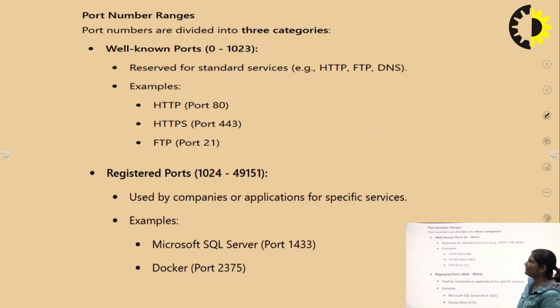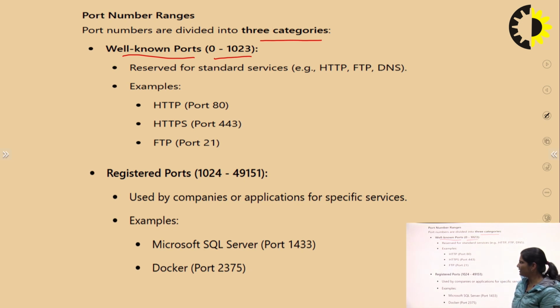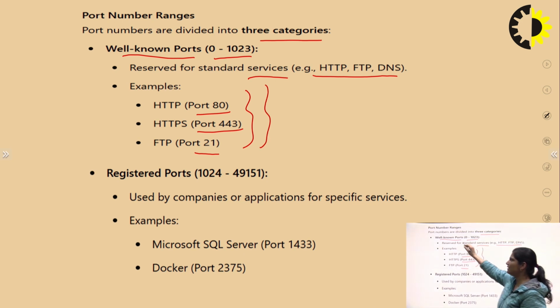Now port number ranges are also divided into different categories. Port numbers are divided into 3 categories. First is the well-known port, and its range is 0 to 1023. It is reserved for standard services like HTTP, FTP, DNS. For example, the HTTP port number is 80, the HTTPS port number is 443, and FTP file transfer port number is 21. So these types of ports are in the category of well-known ports, where you have a range of 0 to 1023.